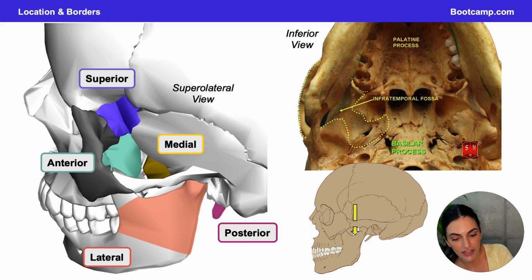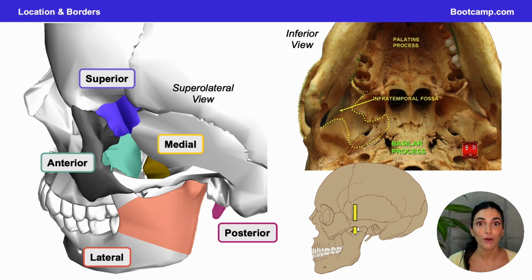We can also look at this inferior view of the skull. We can see this right here is going to be the mandible here and here, because we can see the teeth. So within these yellow dotted lines, you can see the location of the infratemporal fossa, and we can better appreciate how it's really deep to the mandible. So again, the mandible is here, so we're really looking on the inside of the mandible.